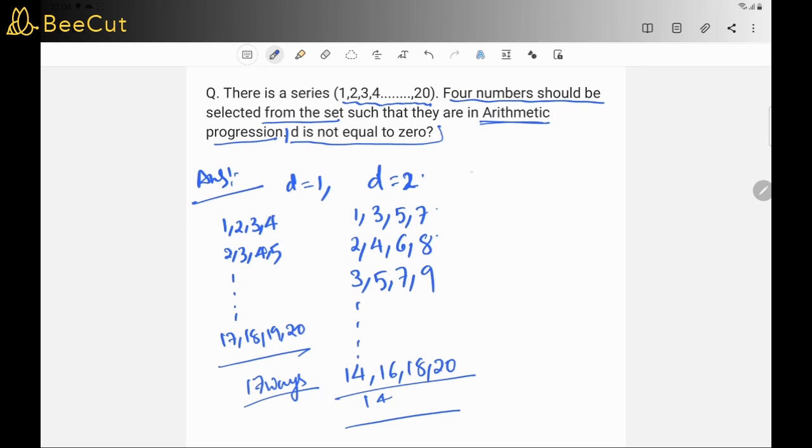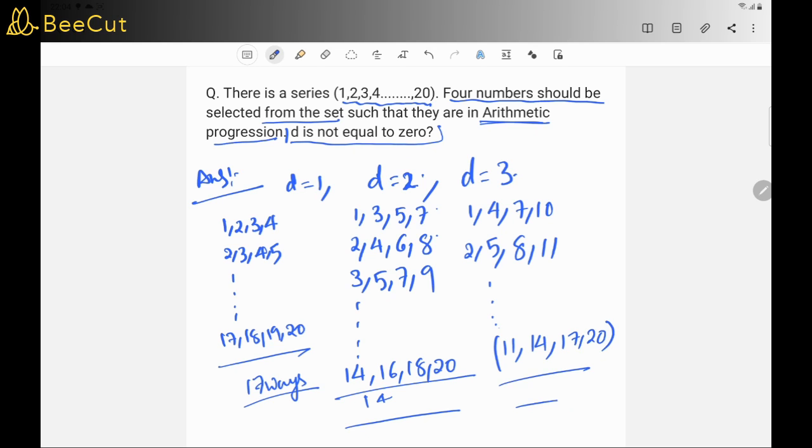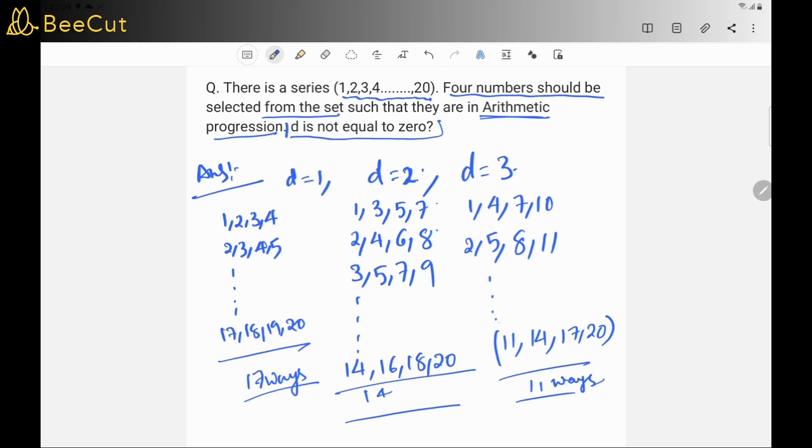and the common difference being 2. Now if the common difference is 3, so it is 1 4 7 10, 2 5 8 11, so on 11 14 17 20. So there are 11 such ways.